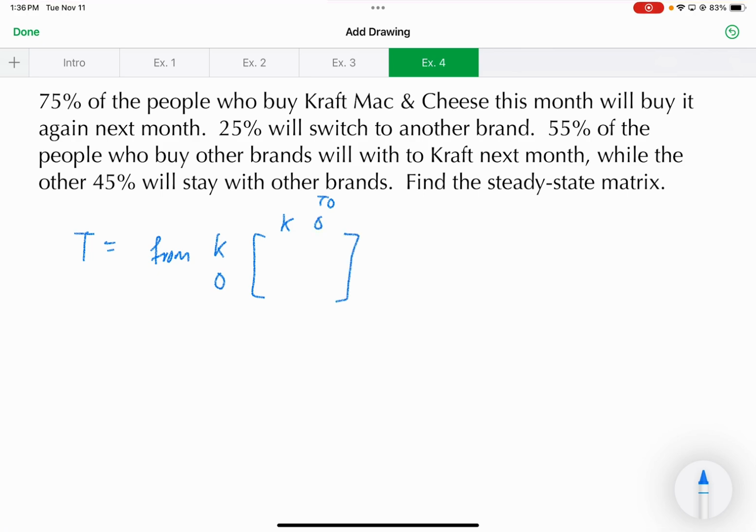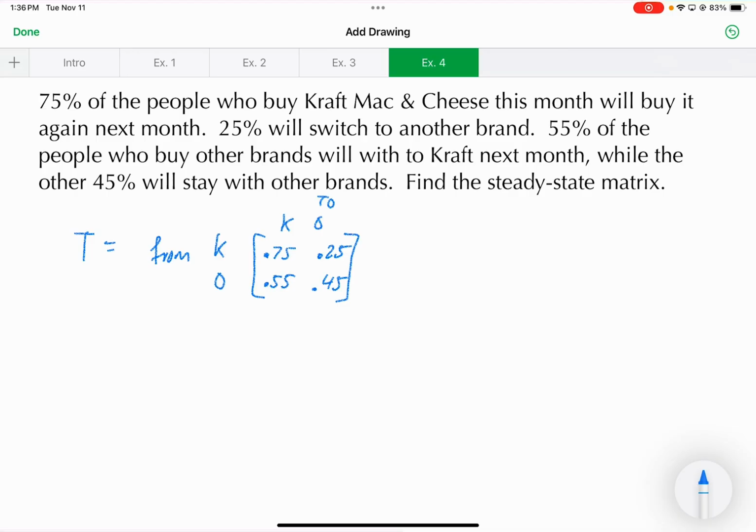All right, so let's write our transition matrix, okay? We eventually want to find our steady state matrix though, okay? All right, from Kraft to Kraft, 0.75. From Kraft to, what's the next thing they said? 25% will switch to another brand. So from Kraft to other, to the right of that would be 0.25, yeah? And then from other, 55% of the people who buy other brands will buy Kraft the next month. They ventured out, they didn't like it, they're going back to Kraft. And then the other 45% will stay with other brands. Okay. All right. There's our transition matrix.